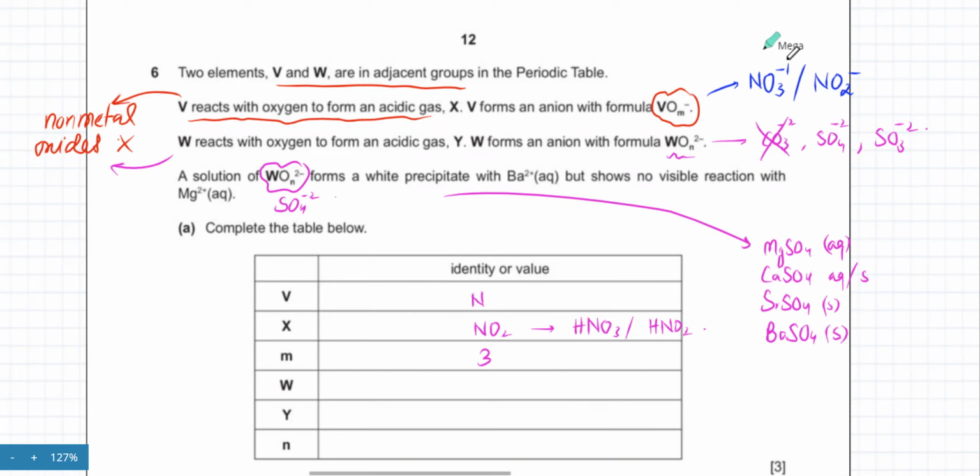Okay, I don't think they've given us any other information, so we can't really figure out whether it's going to be NO3 minus 1 or NO2 minus 1. Okay, we're going to check that in the marking scheme. I'm taking it as 3 because nitrate is more common. What about W? W is definitely sulfur.